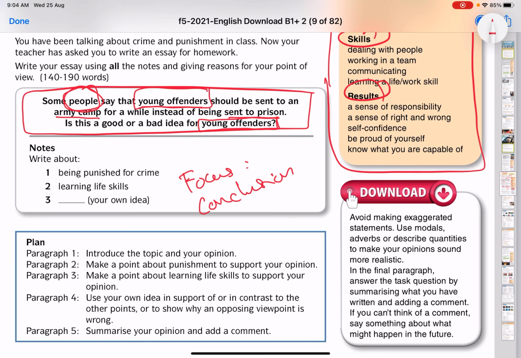Okay, now remember, avoid making exaggerated statements. Okay, use models, semua benda tu lah. And in the final paragraph, answer the task question by summarizing what you have written and adding a comment. If you can't think of a comment, kalau kamu tak tahu nak komen apa, just bagi harapan kamu. Say something about what might happen in the future. Ini macam harapan kamu. Alright. I hope the video has helped you to understand this topic.